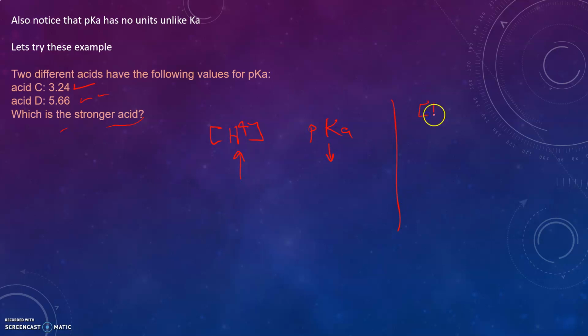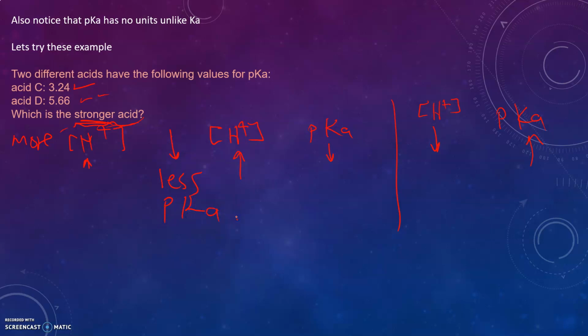And as the concentration of hydrogen decreases, the pKa increases. Simple as that. So if we need to know the strongest acid, we need the one with the lowest pKa. Strong acid means more concentration of hydrogen. So if you have more concentration of hydrogen, this means that you're looking for a lower pKa.